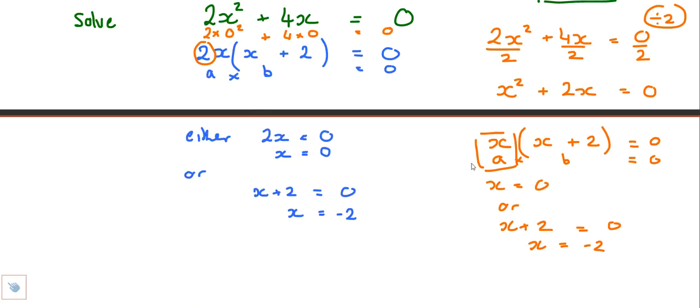Yes, so again, I've got 2 solutions. x is 0 or x is minus 2. I've still got 2 solutions.